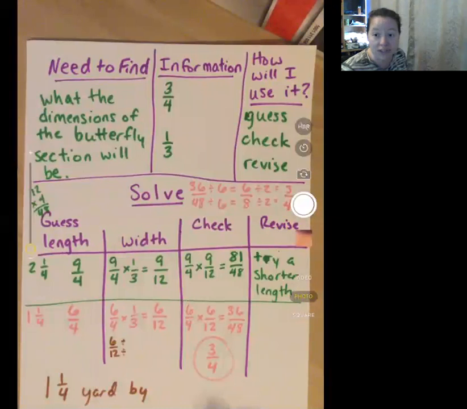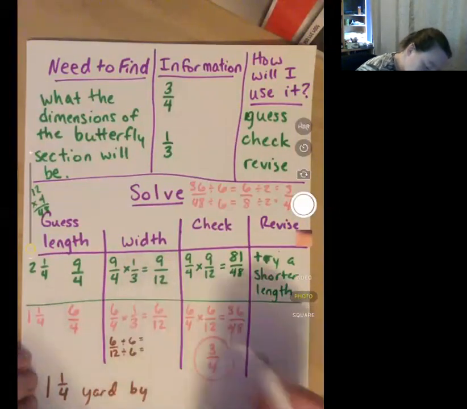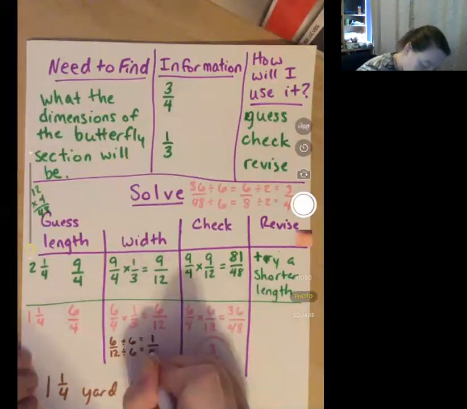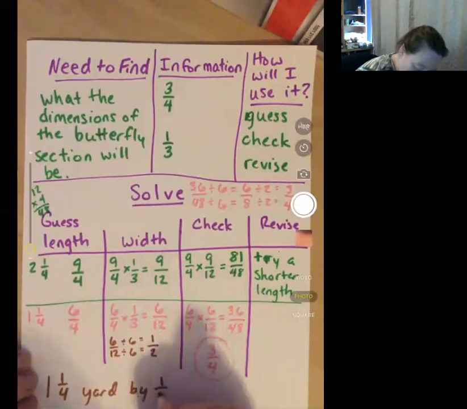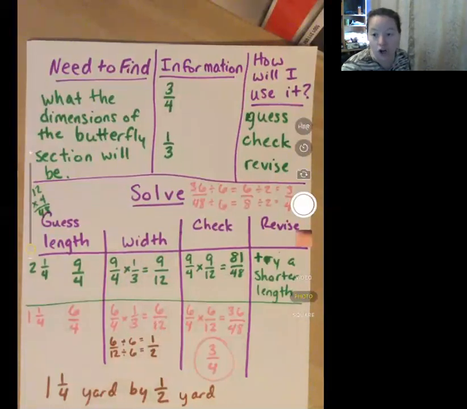So I'll take out both the 2 and the 3 at the same time. 2 times 3 is 6. So I'll take out a 6 at the same time. 6 divided by 6 is 1. 12 divided by 6 is 2. So by 1/2 yard. So that's how much our butterfly garden is going to be. Okay, cool. Next page.